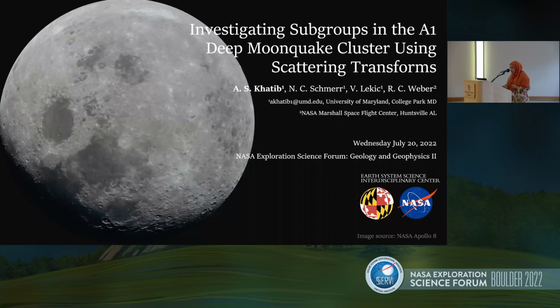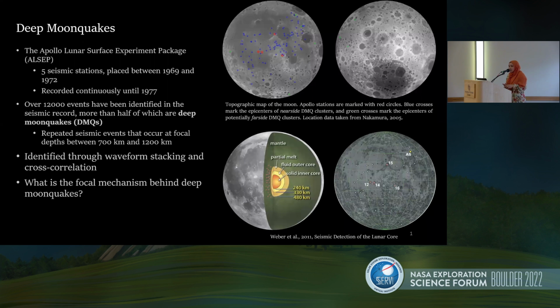data. So to get started, I wanted to give a brief background onto what deep moonquakes are, where they came from. And their story really starts with the Apollo Lunar Surface Experiment Package, which are the 5 seismic stations which were placed during the Apollo missions between 1969 and 1972. They recorded continuously until 1977, so we have 5 to 8 years of seismic data on the lunar near side. Over 12,000 events have been identified in the seismic record, more than half of which are deep moonquakes.